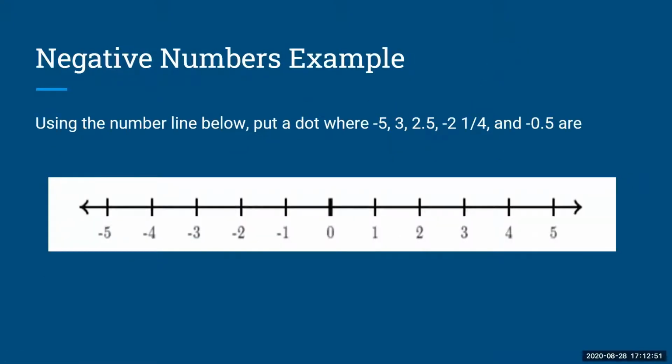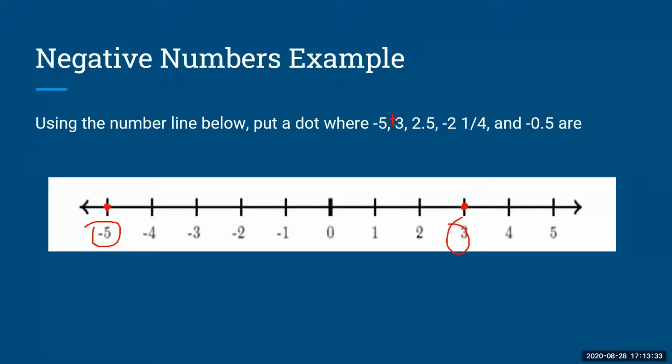Okay. So as an example, using the number line below, put a dot where -5, 3, 2.5, -2 and 1/4, and -0.5 are. Now, obviously, you guys can't do it, so I'll do it with you guys. So -5, well, it's pretty obvious. You can see a -5 right here. So just count 5 units left from 0, and you put -5 right here. 3, same thing. Just count 3 units to the right of 0 because it's +3. Now, notice you don't have to have the plus right here, but you could. Obviously, the numbers that you've been dealing with all your life don't have the plus and they mean positive. So you put the dot right here, 3 units to the right.